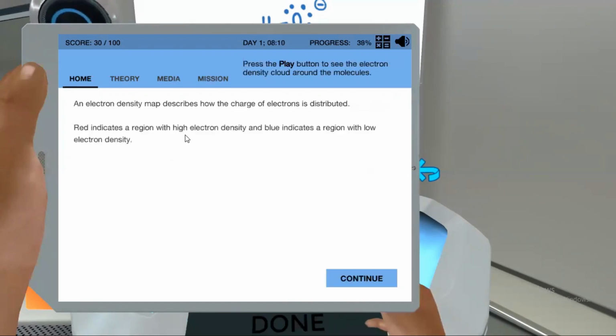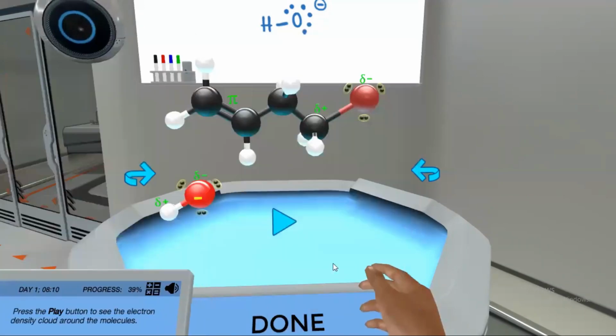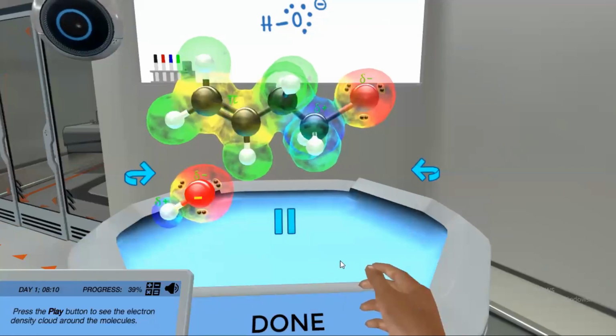An electron density map describes how the charge of electrons is distributed. Red indicates a region with high electron density and blue indicates a region with low electron density. Press the play button to see the electron density cloud around the molecules.